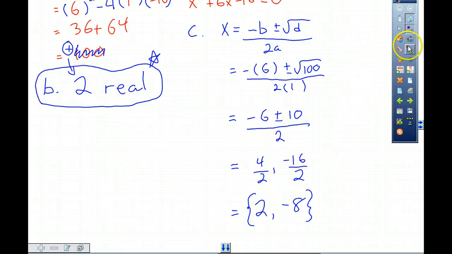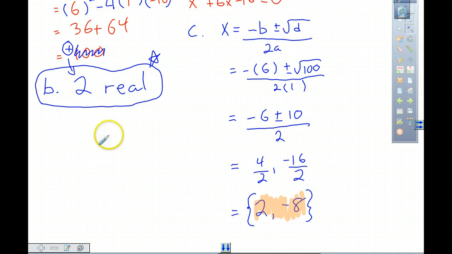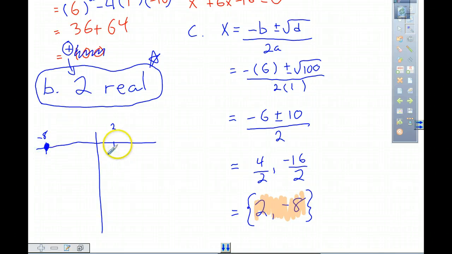First of all, before we move on, what does this mean? That's your real solution. What does that mean? The x-intercepts. Yeah, these are x-intercepts and roots. So I want you to always be keeping in mind what your answers mean. Not just, okay, it's 2 negative 8, okay, next one. It means if we graph this, it'll go through negative 8 and positive 2 on the x-axis.